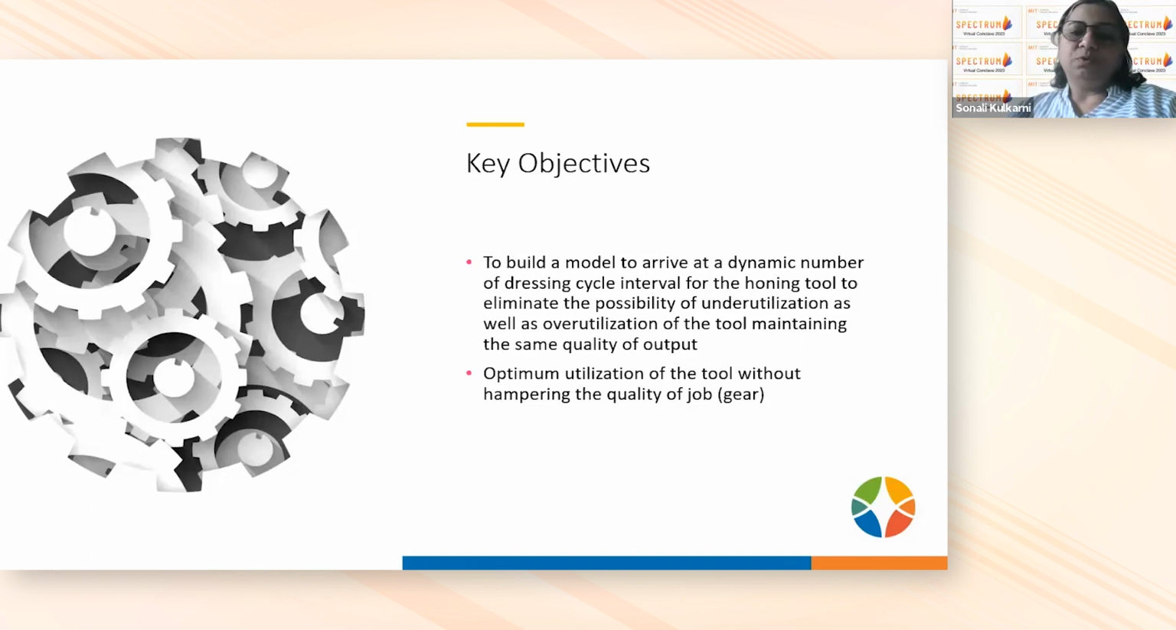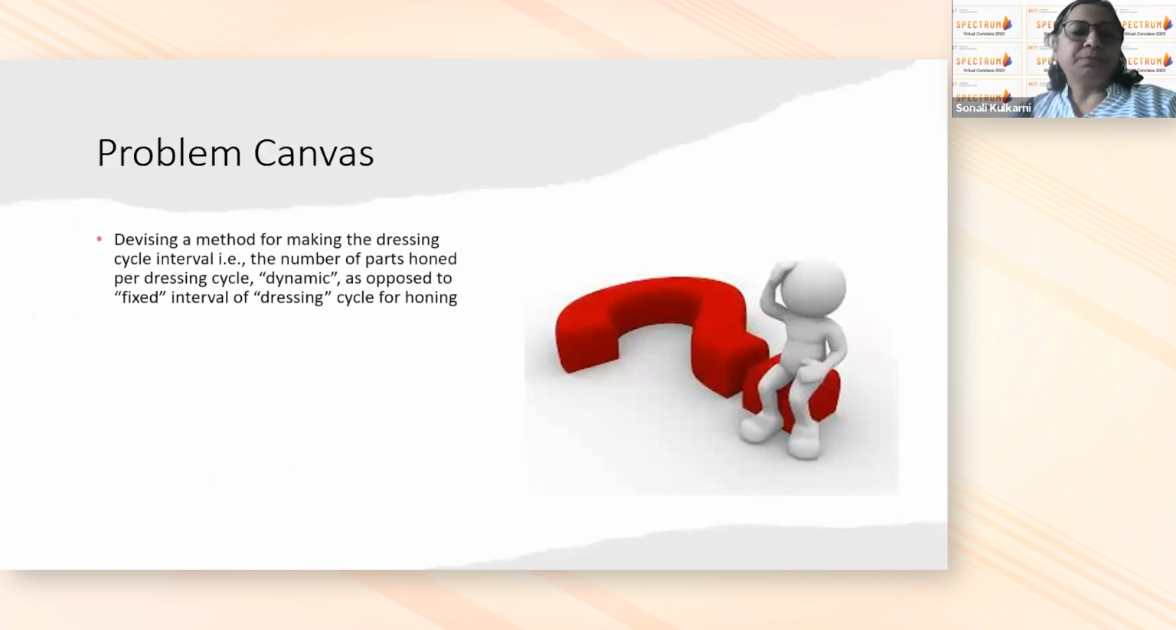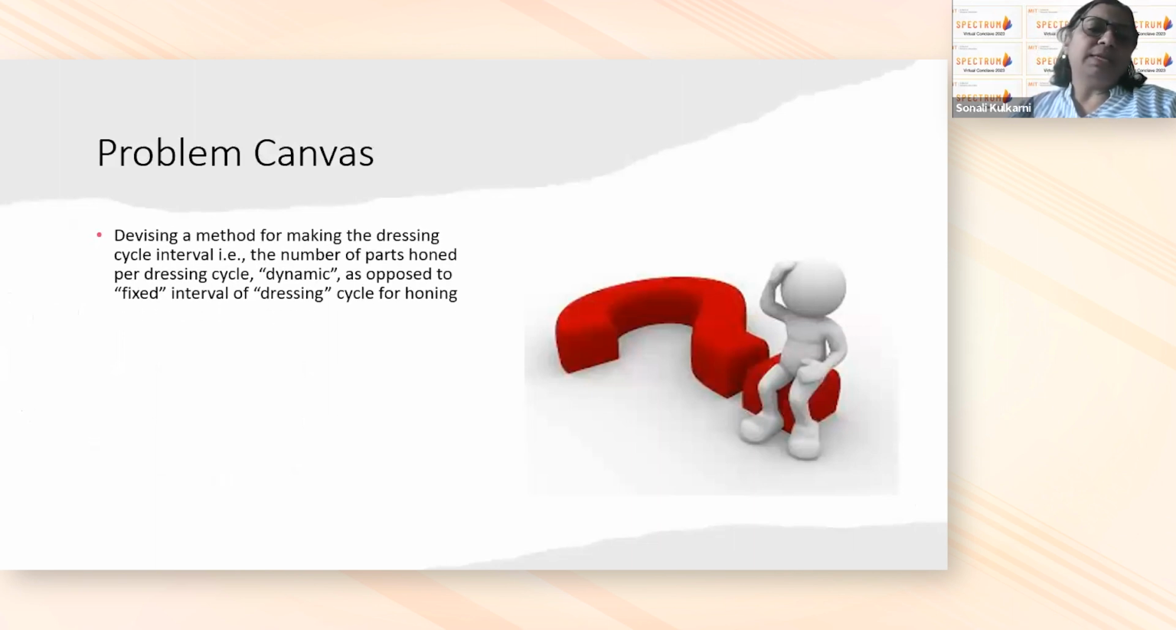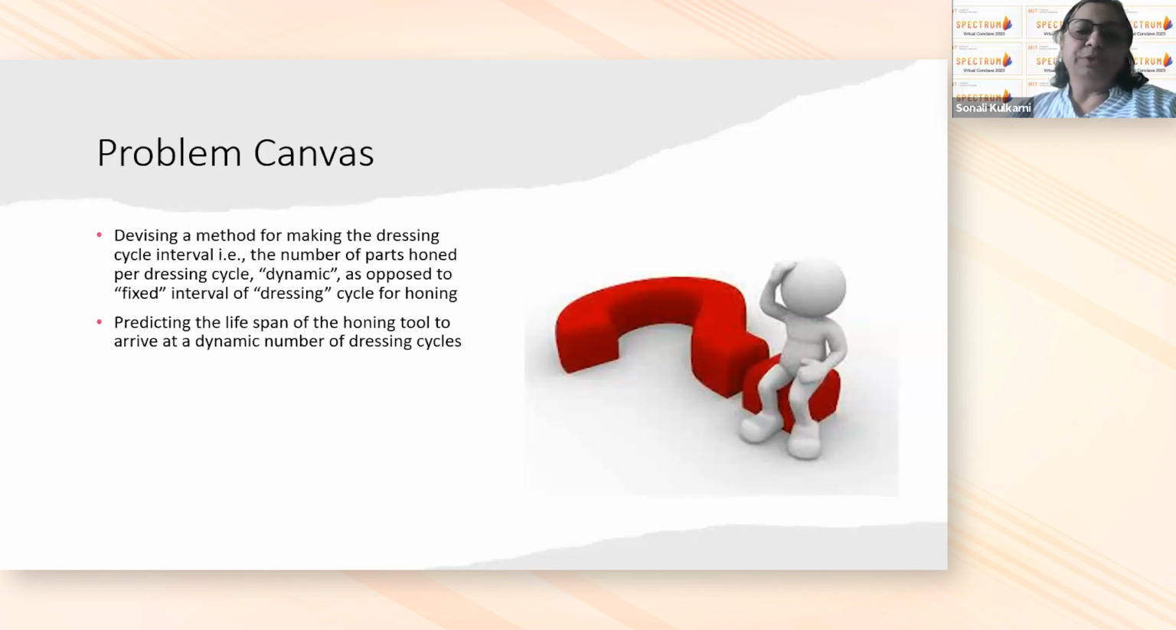And yes, optimal utilization of the tool without hampering the quality of the job, this is another objective. So the problem was like devising a method for making the dressing cycle interval, that is the number of parts honed per dressing cycle, dynamic as opposed to fixed interval. So earlier it was fixed, and the problem was like how to make it dynamic. Another problem statement was predicting the lifespan of the honing tool. So we just talked about, you know, predicting the lifespan of the tire of your vehicle. Exactly the same thing can be applicable over here, wherein we are actually predicting the lifespan of the honing tool.